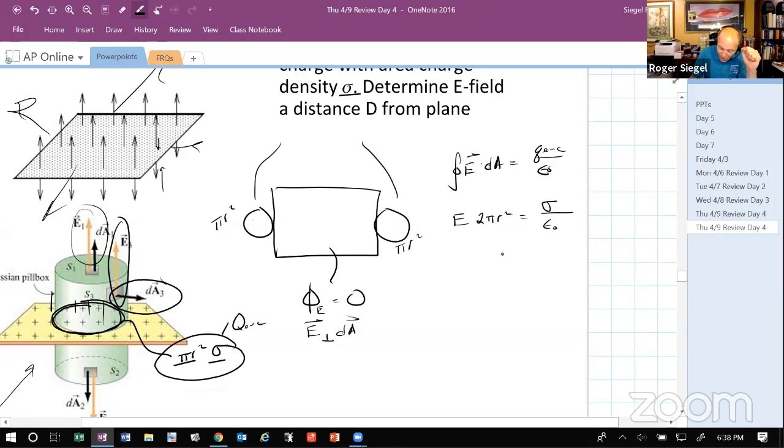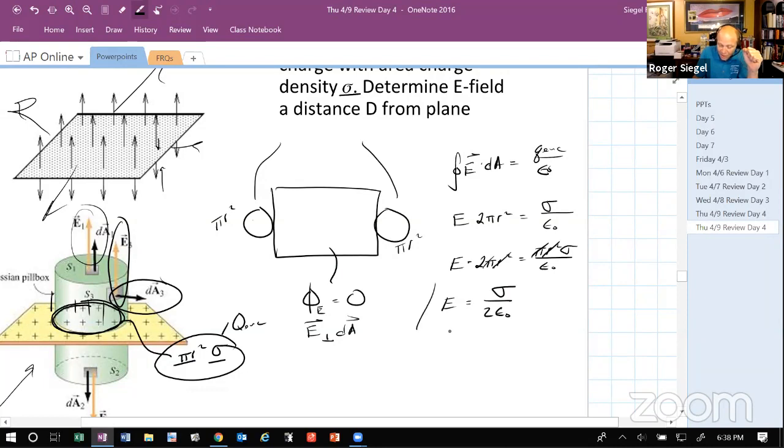And so that's going to be, I'll say, E times 2 pi r squared, those are the 2 end caps, is equal to pi r squared times sigma over epsilon naught. And so this becomes E, look at this, the pi's cancel, the r squared cancel, and E is equal to sigma over 2 epsilon naught.